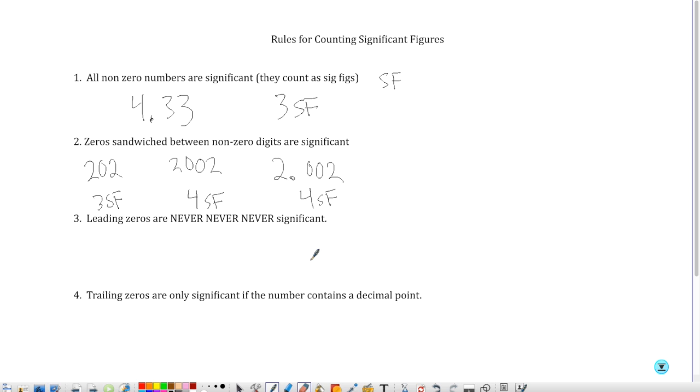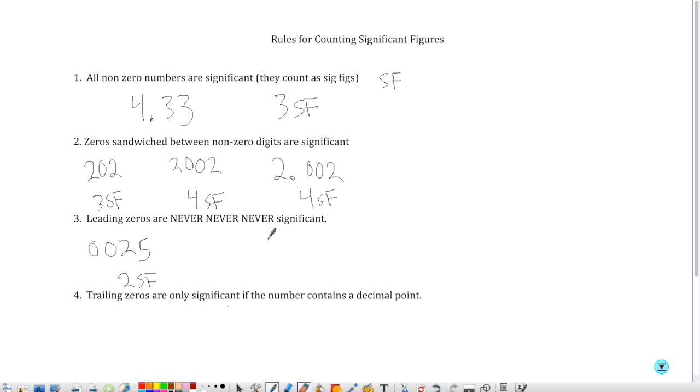Decimal place doesn't matter. That's still 4 significant figures. Okay, leading zeros are never, never significant. Okay, and let me show you why. You would never write 25 that way. That'd just be a silly way to write things. So, you don't. These are totally superfluous zeros. So this only has 2 significant figures because leading zeros are not significant.